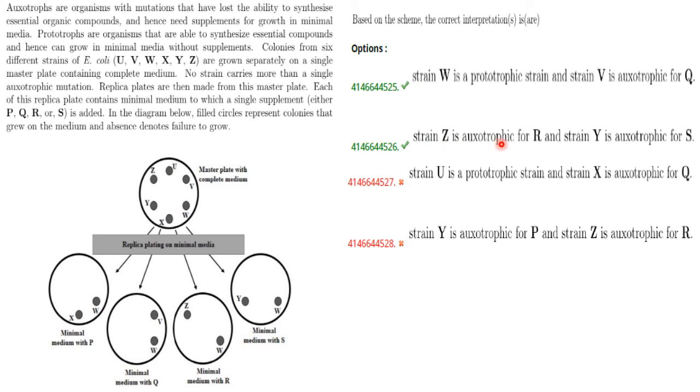Now strain Z is auxotrophic for R. So where does strain Z grow? In the medium supplemented with R. So strain Z grows there. So strain Z is auxotrophic for R and strain Y is auxotrophic for S. This is Y strain and it is auxotrophic for S. It grows in minimal medium with S only. So that is also correct. So first and second options are correct.